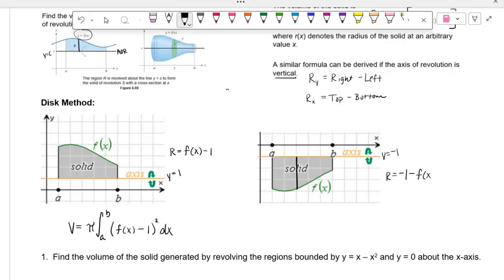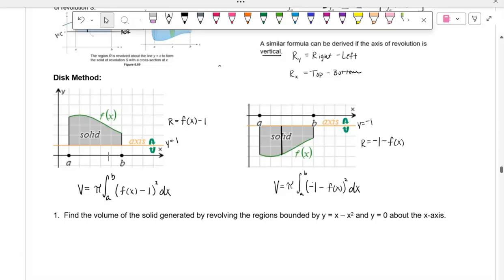So top minus bottom. So for this one, we've got pi integral a to b, and we've got our top curve minus your bottom curve, top minus bottom, the radius squared, dx. So it's pi r squared. We are revolving in a circle. So we are going around our axis of revolution, right? Again, around our axis of revolution right there to get our volume of revolution.